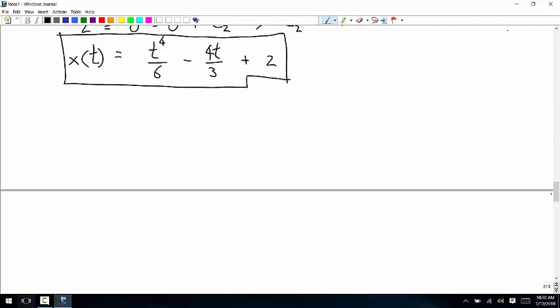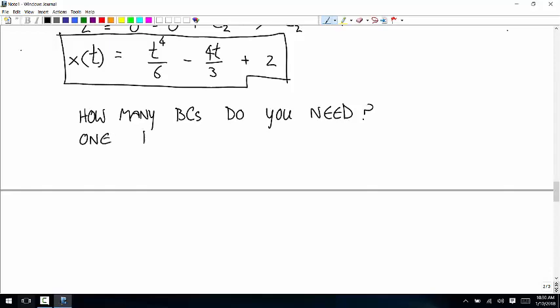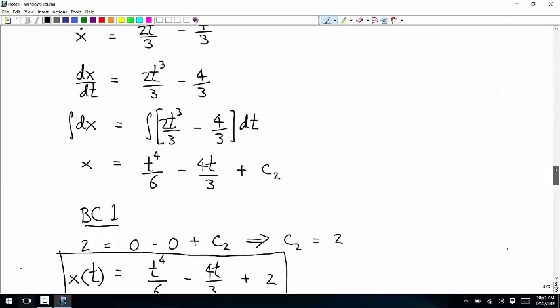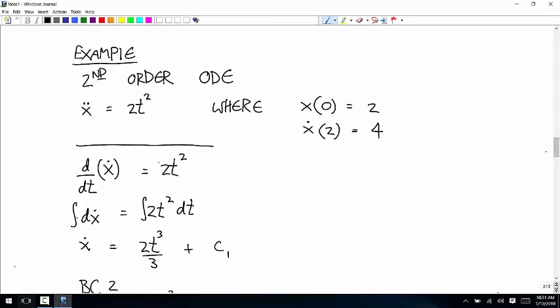So how do you know how many boundary conditions you're going to need? How do you know if you have enough boundary conditions? Yep, that's exactly right. One for each degree of the derivative. So let me just clarify that. In this one, we started out with x double dot is equal to all this stuff, so we have the second order derivative, so we needed two boundary conditions, and we had them.